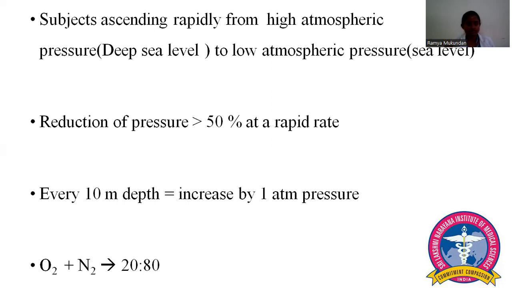So this occurs particularly when the subject ascends very rapidly and the reduction of pressure is more than 50% at a rapid rate when compared from the deep sea level to the sea level. So we all know that every 10-meter depth accounts for about 1 atmospheric pressure increase. So when the pressure has been decreased rapidly by more than 50%, from a deeper sea level to the sea level, when the person ascends very rapidly, he undergoes a condition called decompression sickness.